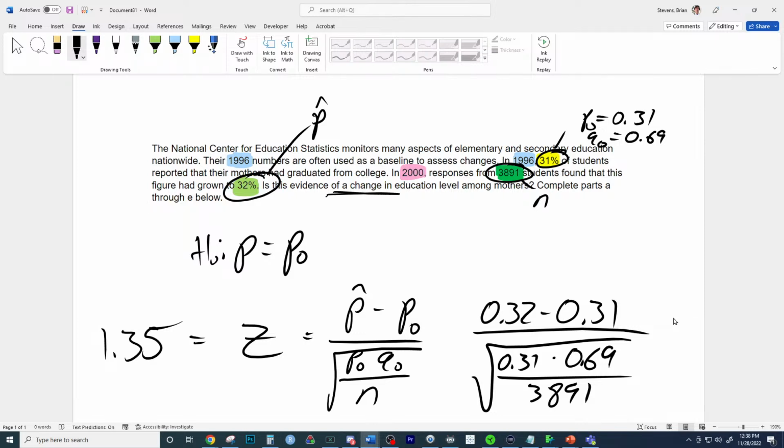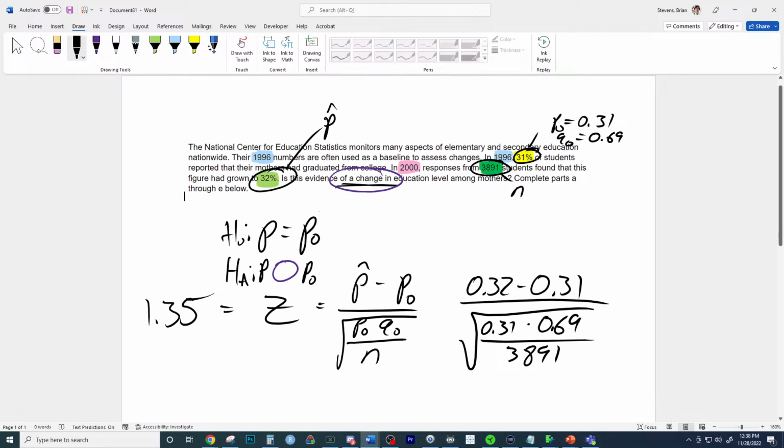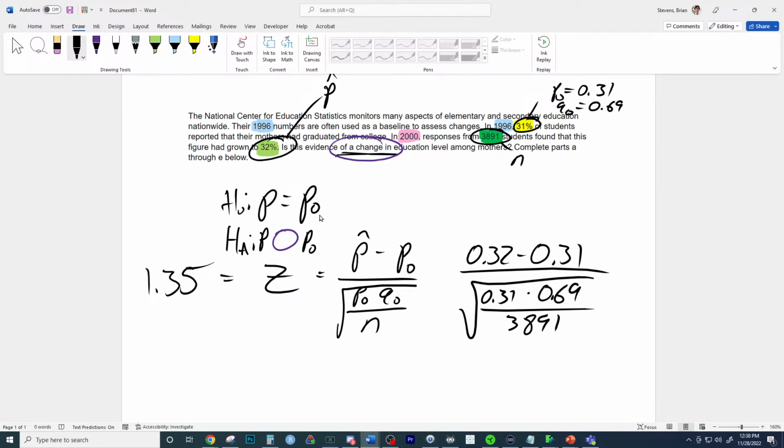So evidence that it has changed is the what alternative? We're looking for the what alternative, the greater than, less than, or not equal to alternative. Evidence of a change would be looking at the greater than, less than, or does not equal alternative. The not equal to. Exactly. And so that's the not equal to alternative.